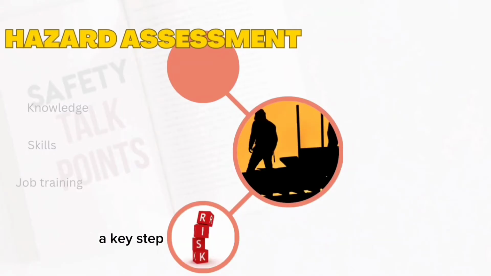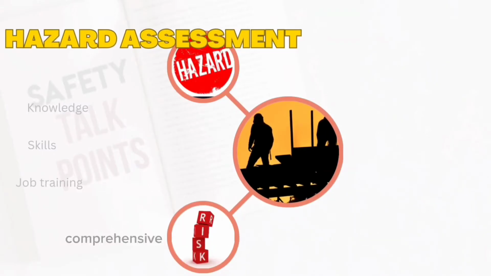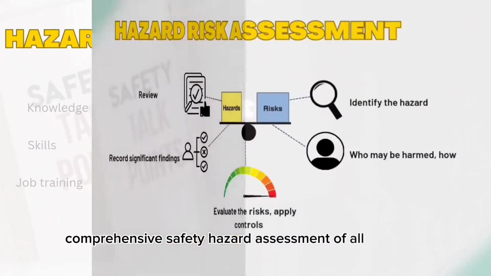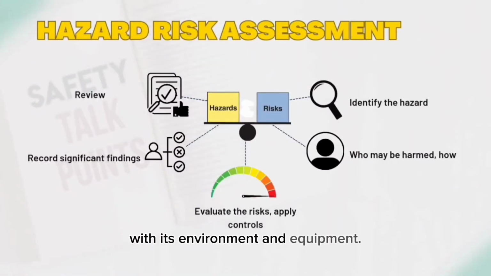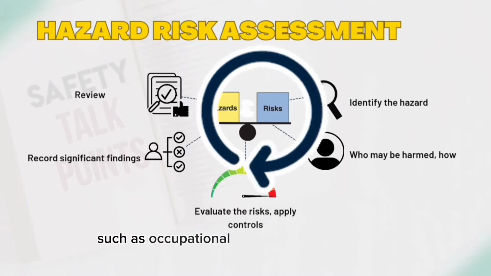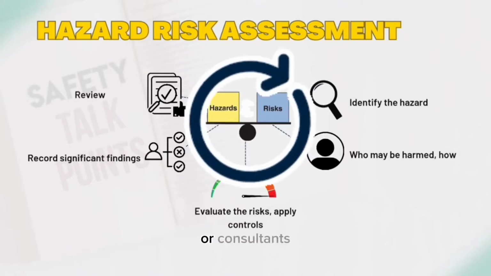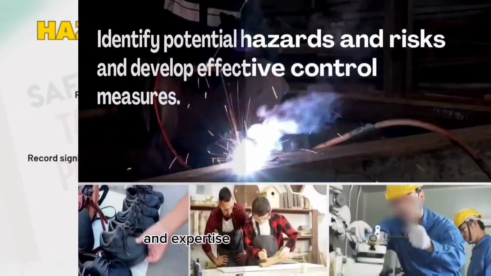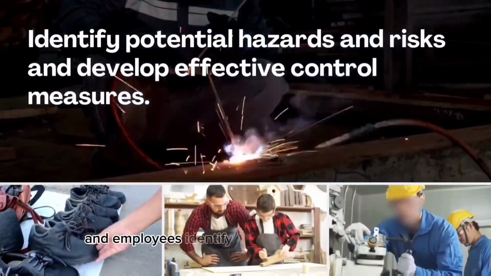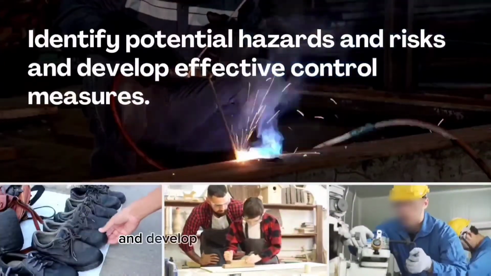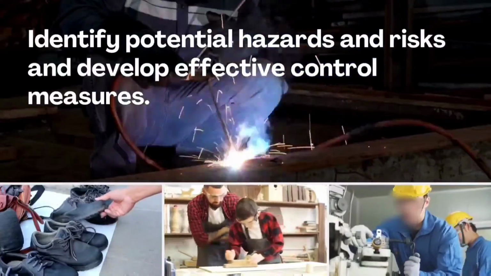Generally, a key step in any safety system is to conduct a comprehensive safety hazard assessment of all job types with its environment and equipment. This is done by health and safety professionals, such as occupational health and safety officers or consultants, who possess the knowledge and expertise to help employers and employees identify potential hazards and risks and develop effective control measures.